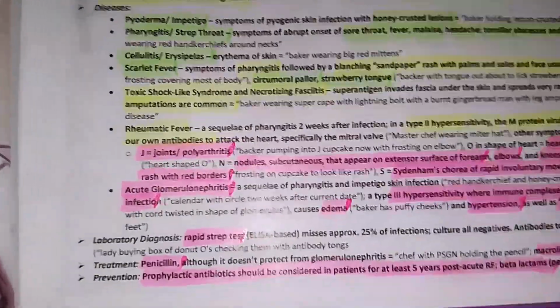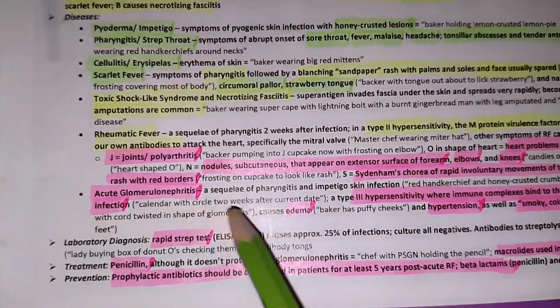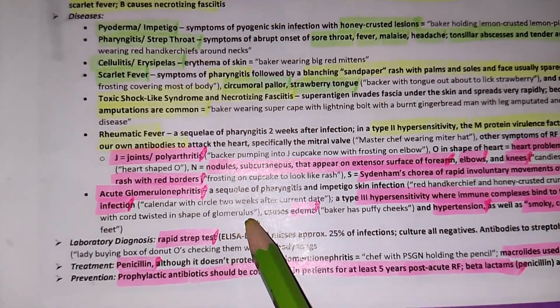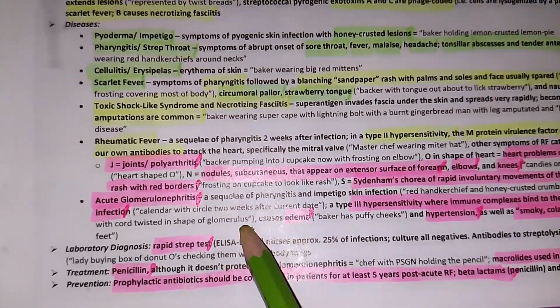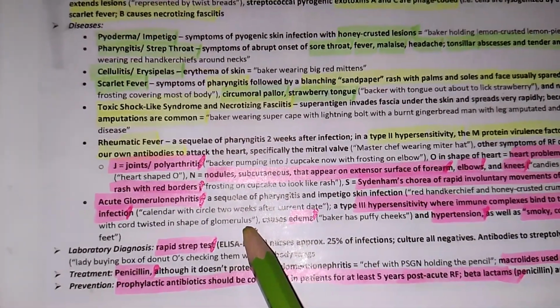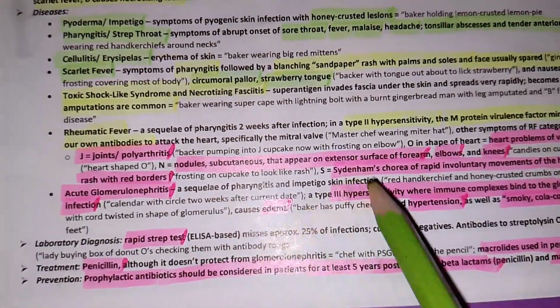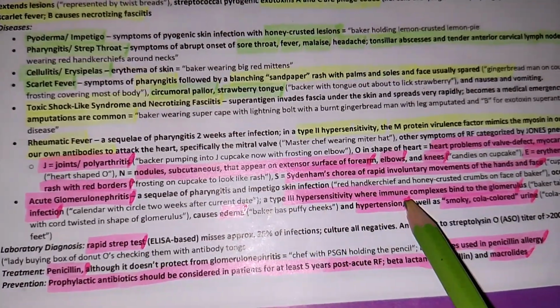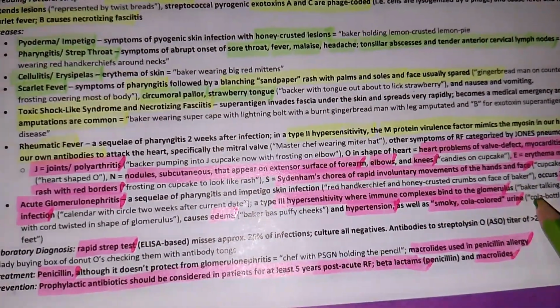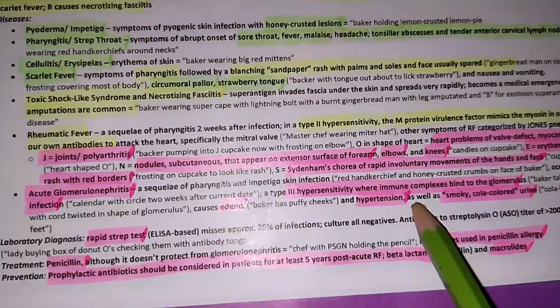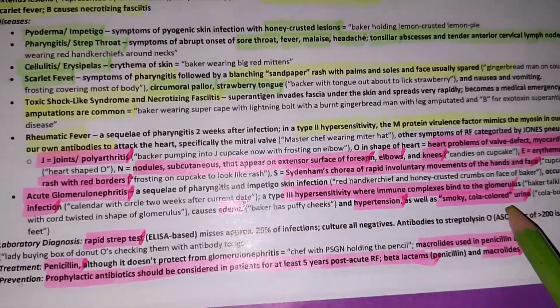The next thing that will happen is the acute glomerulonephritis. Acute glomerulonephritis is also an immunogenic disease that is caused by the Streptococcus pyogenes. In case of the acute glomerulonephritis, a type 3 hypersensitivity where immune complexes bind to the glomerulus and cause the edema and hypertension as well as the smoky cola colored urine.